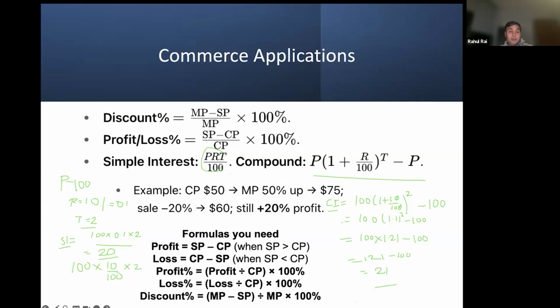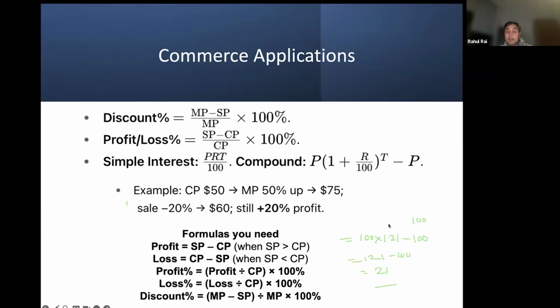Compound interest equations in order to solve the problems faster. Okay, so hopefully you got the idea about sales price, cost price, marked price, compound interest, and simple interest, and the equations and the formulas related to them in this overall slide.